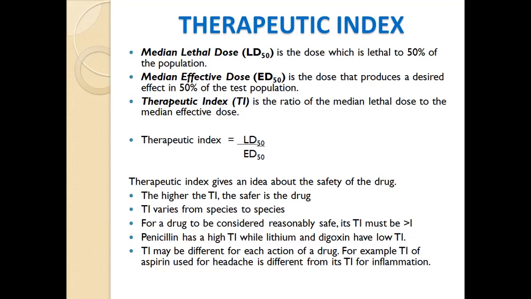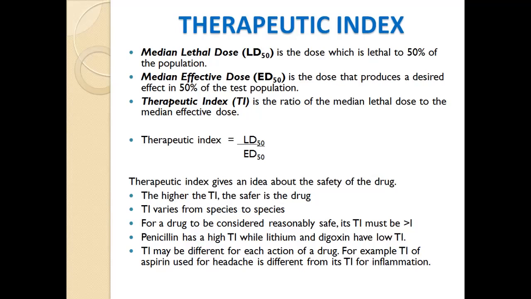So why is therapeutic index very important for us to know? It is important because it gives an idea about the safety of the drug. The higher the therapeutic index of a drug, the safer is the drug. Therapeutic index varies from species to species. Therefore, the test on all different species is required. For a drug to be considered reasonably safe, its therapeutic index should always be more than 1.